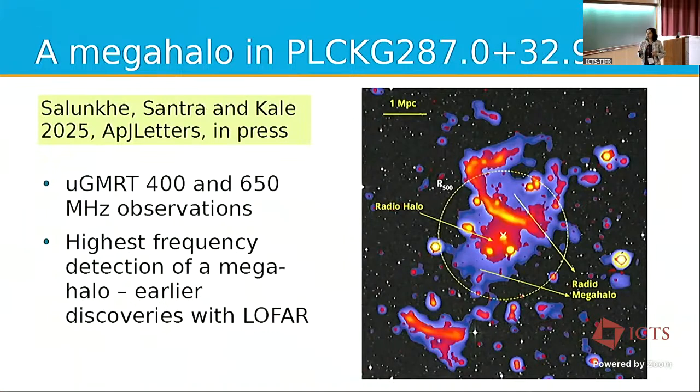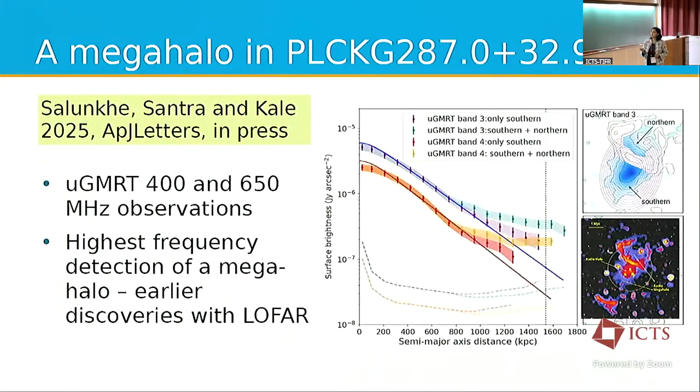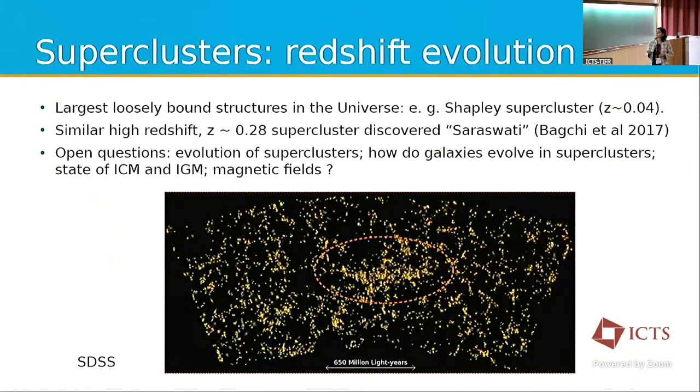I would like to point out this work which we did recently. Samir Sarunkhe, who did this work, is also at this meeting and will be talking about superclusters in his talk. This is a mega halo discovered in Planck 287 using GMRT observations at 400 and 650 megahertz. The surface brightness profile also conforms to some of the profiles found for the LOFAR mega halos. This is the highest frequency detection so far of a mega halo.